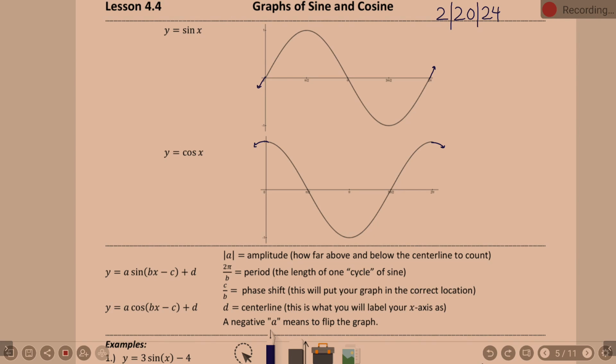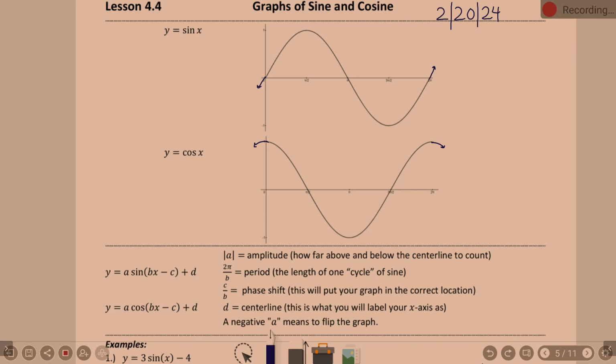Now, some information here. A cycle of cosine or sine is 2 pi. You'll notice both these graphs go from 0 to 2 pi. They both have the same range: the lowest either graph goes is negative 1, and the highest either graph goes is positive 1. Obviously, that can change if we stretch or compress a graph, which we will talk about. But those are some of the basics.